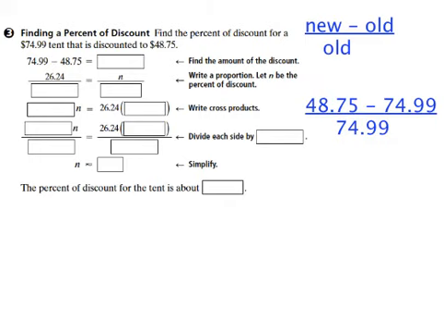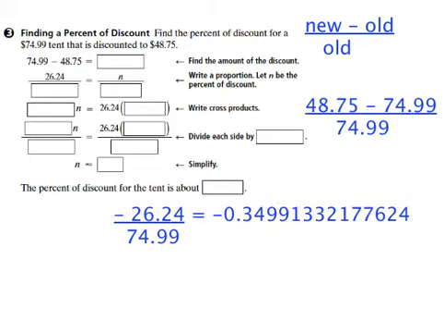So 48.75 minus 74.99 is negative 26.24. So we now need to take negative 26.24 and divide by 74.99. That will give us the decimal of negative 0.349913321776624. This becomes negative 35%. Now when we write it in our sentence, we're going to drop the negative. We know it's a negative because it's a discount, it's a decrease. So the percent of discount for the tent is about 35%.